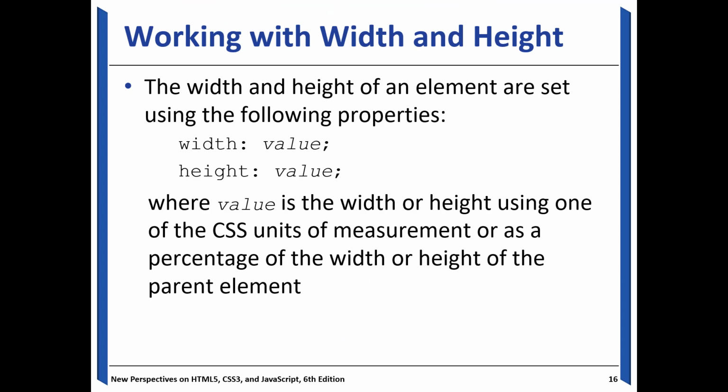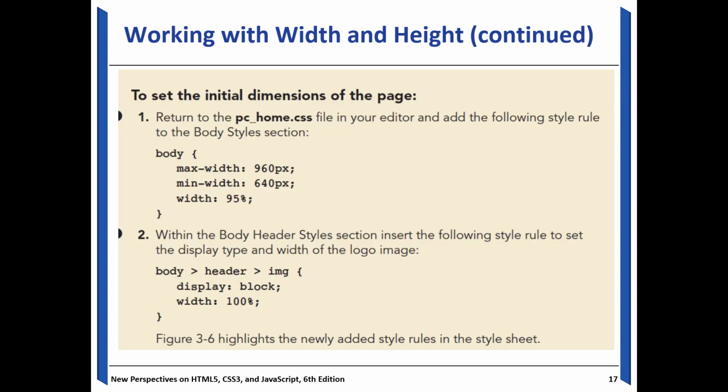The width and height of an element are set using the following properties: width: value; height: value; where value is the width or height using one of the CSS units of measurement or as a percentage of the width or height of the parent element. This slide will walk you through how to set the initial dimension of a web page.